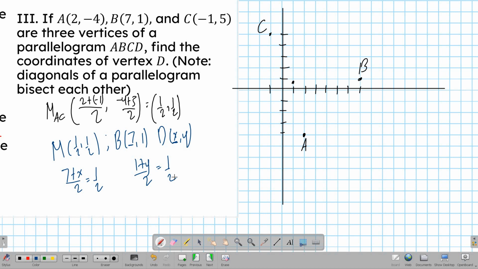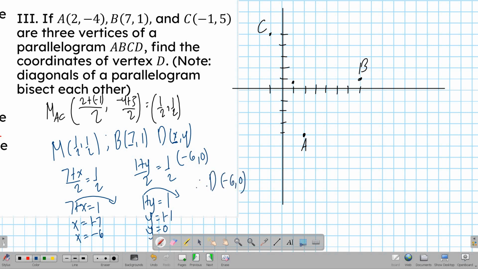Since they have the same denominators, we can actually simply just assume that 7 plus x equals 1 and 1 plus y equals 1. And we know that when we transpose, we're going to have x is equal to 1 minus 7, which is equal to negative 6. And here, y is equal to 1 minus 1, which is equal to 0. Therefore, ang coordinates ng D ay negative 6, 0. D is at negative 6, 0. And just to plot that, 1, 2, 3, medyo lagpas na. Andito yung negative 6, 0. So, somewhere along here.